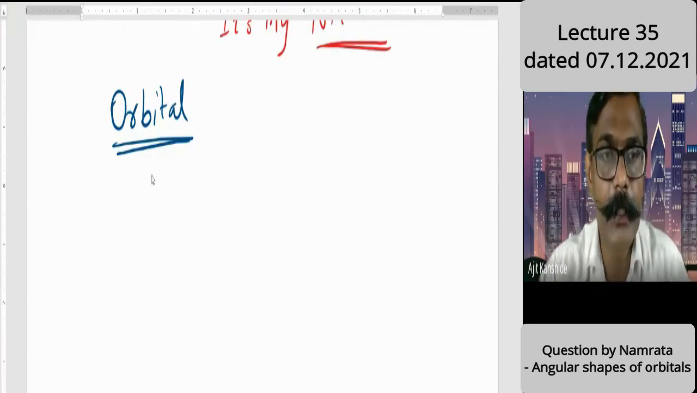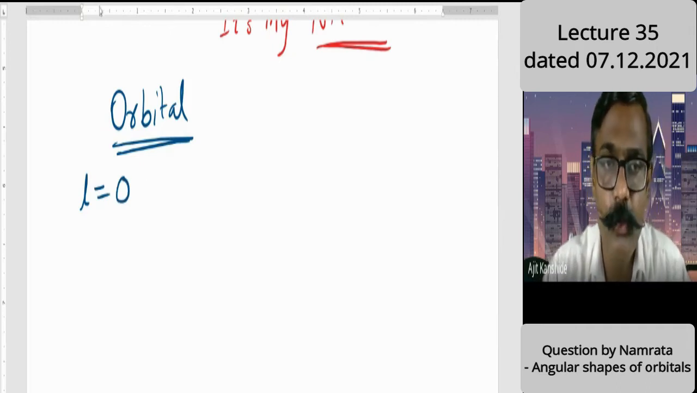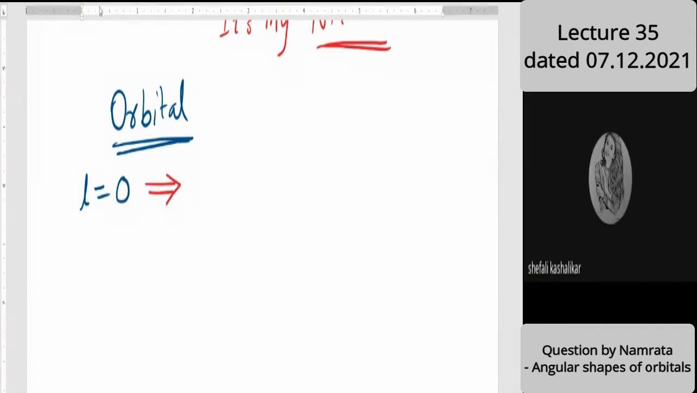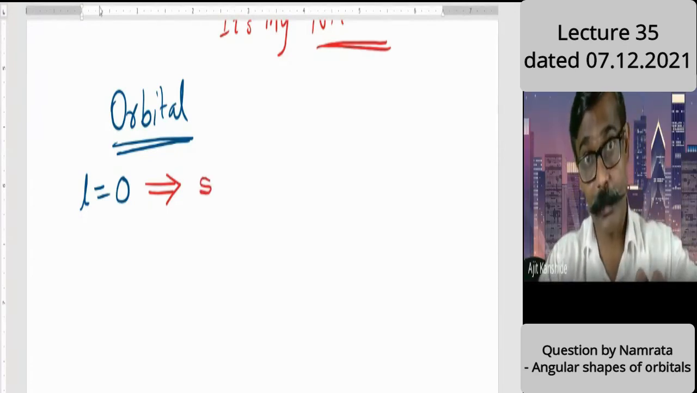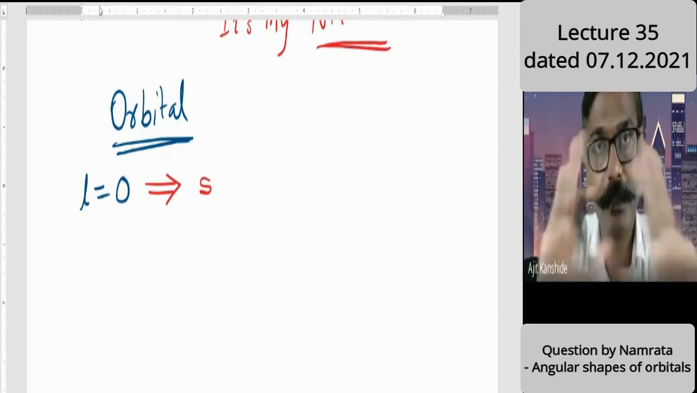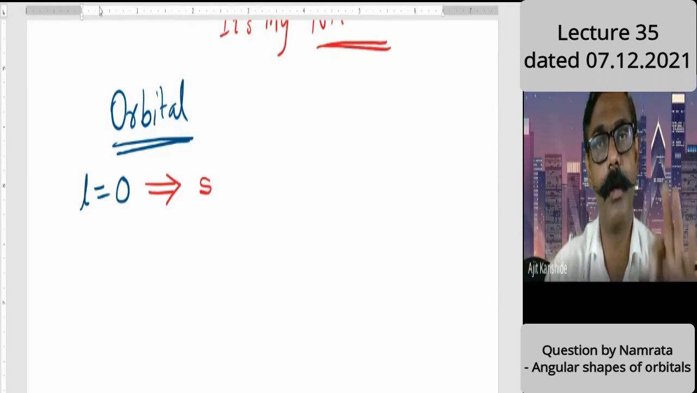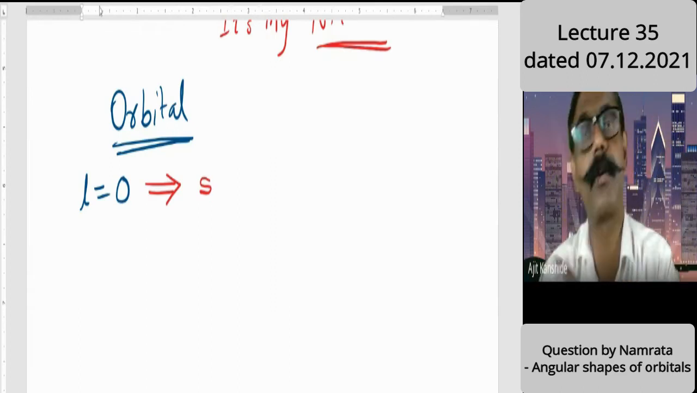That azimuthal quantum number, when it takes value l equal to 0, will anybody help me? Which orbital is it? 2s orbital. No, no, no. Any s orbital. 2 is the principal quantum number or shell number. I am not interested now in the principal quantum number or shell number. I am interested in the azimuthal quantum number and magnetic quantum number.